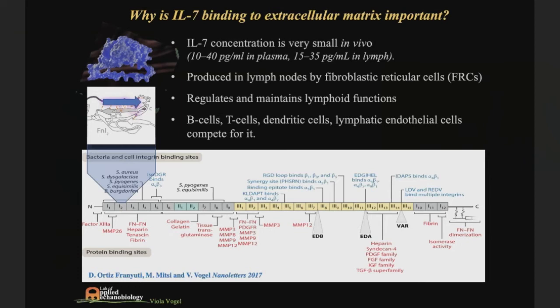So whilst IL-7 binding to the extracellular matrix may be really important, IL-7 concentrations in blood, but also in the lymph, are incredibly low. They are in the picogram per milliliter range. They are produced by lymph node fibroblastic reticular cells. IL-7 regulates and maintains lymphoid functions. And B cells and T cells, dendritic cells, lymphatic endothelial cells, they all compete for a molecule that exists in such low concentrations.